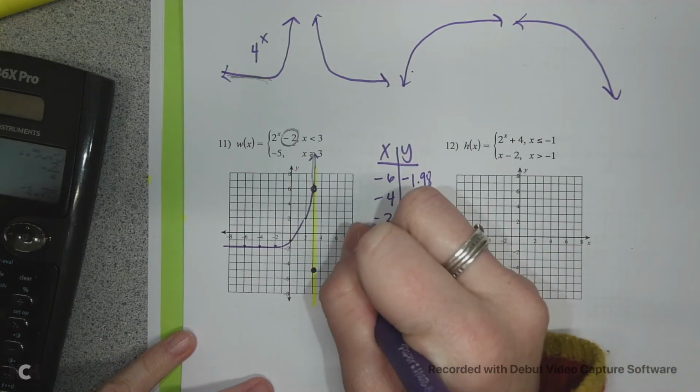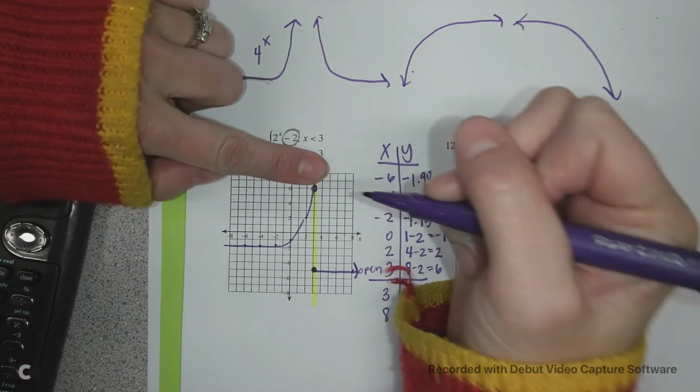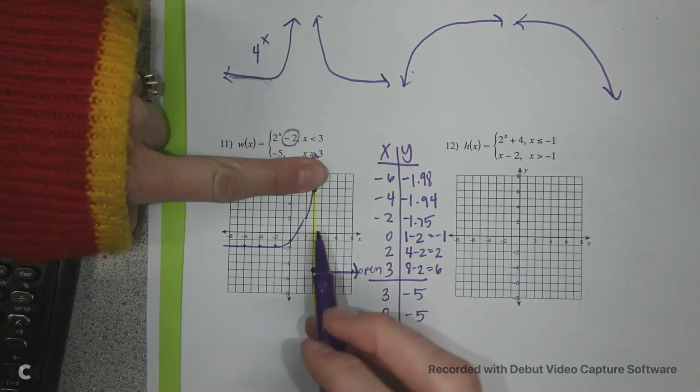Closed dot, and it goes this way. Okay, this really only goes here, stops like that. And this is your graph.